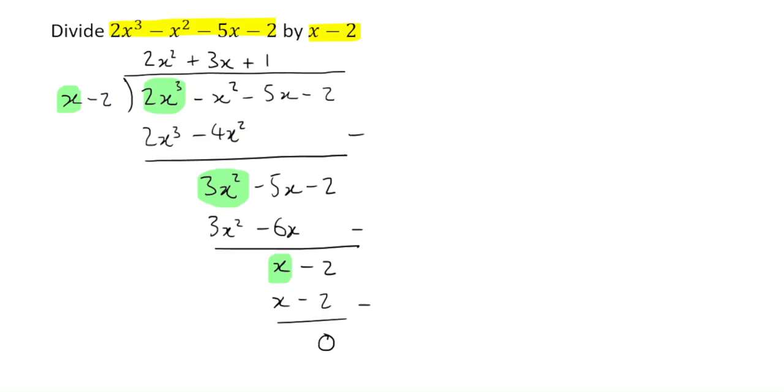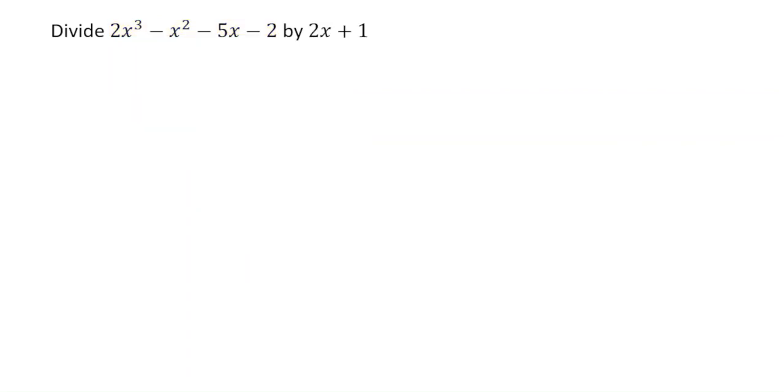So what have we just shown? We've shown that if we divide this polynomial, 2x cubed minus x squared minus 5x minus 2, by this polynomial, x minus 2, then we get this polynomial here, 2x squared plus 3x plus 1. Okay, so that is 2 examples. Let's go on, let's do the third.